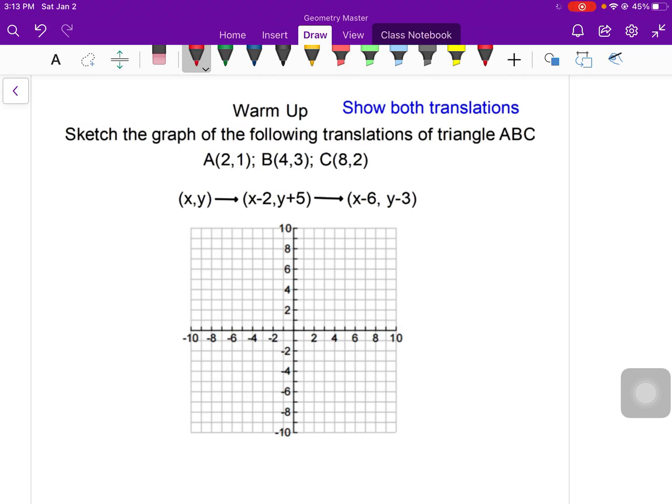Welcome to the Unit 6 Day 3 notes. For this warm-up problem, before you pause the video, I want to make sure you know what I'm expecting. It says sketch the graph of the following translations of triangle ABC and show both translations.